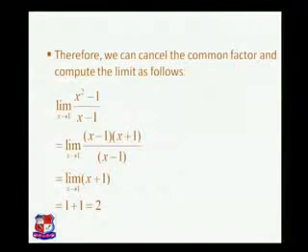And the limit as x tends to 1 remains x plus 1. So if we put x equal to 1, then the answer will be 2. So limit x tends to 1, (x square minus 1) upon (x minus 1) is equal to 2. This example we have solved using factorization, right? The factorization of x square minus 1 is (x minus 1) into (x plus 1).